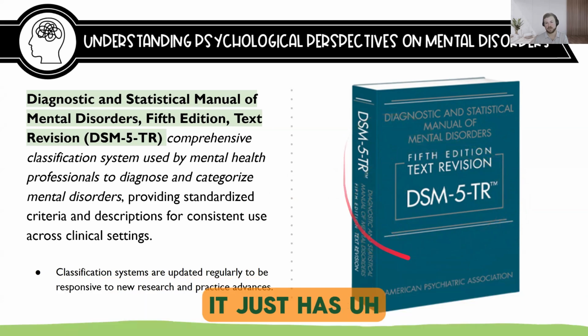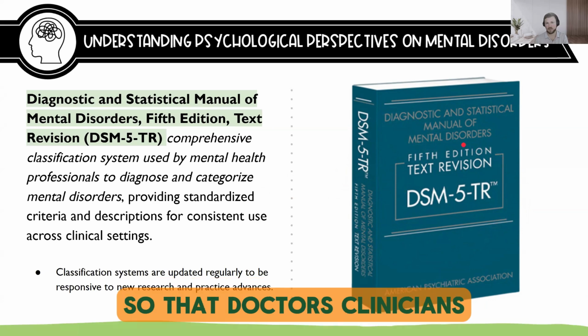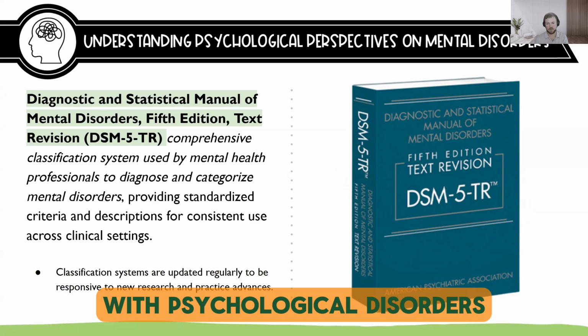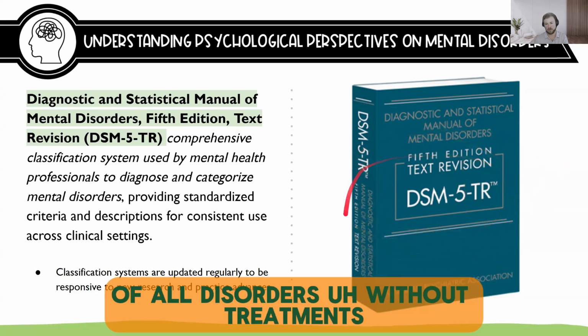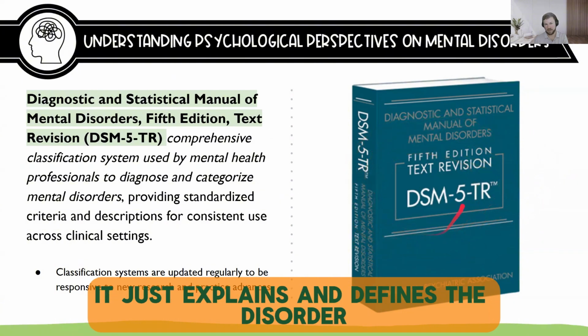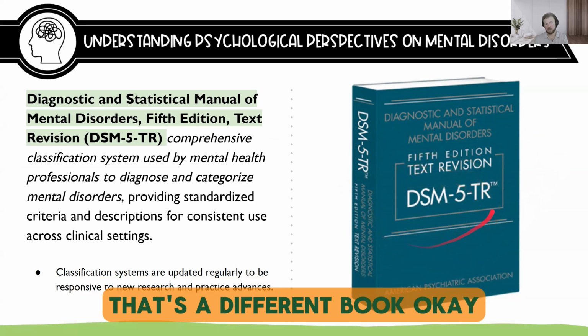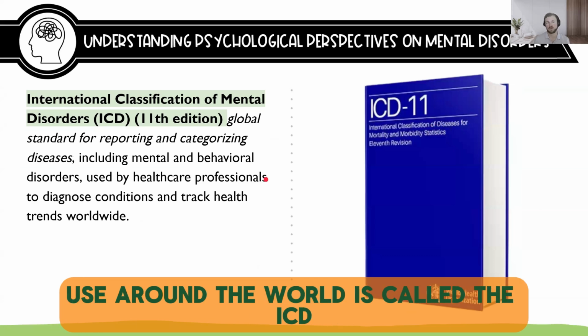It just has definitions of every single psychological disorder so that doctors and clinicians can use it to diagnose individuals with psychological disorders. So it's just kind of the dictionary or the Wikipedia of all disorders without treatments. It just explains and defines a disorder, but it doesn't offer how they are treated. That's a different book.